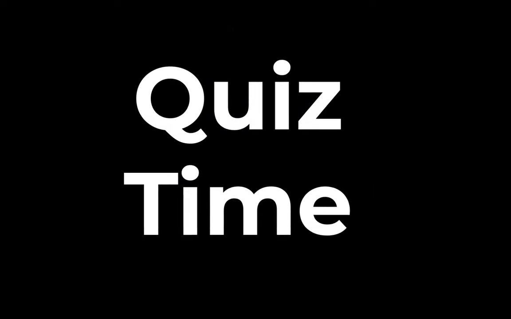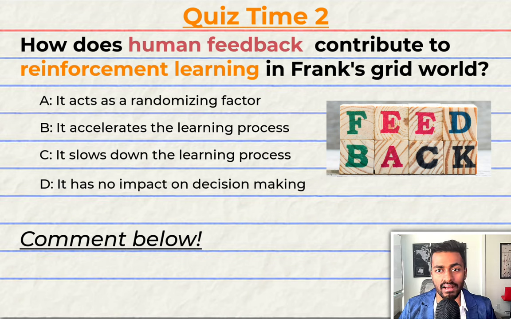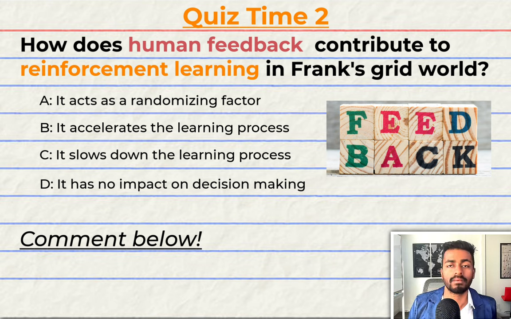Quiz time! It's that time of video again. Have you been paying attention? Let's quiz you to find out. How does human feedback contribute to reinforcement learning, as illustrated with Frank's grid world adventure? A. It acts as a randomizing factor. B. It accelerates the learning process. C. It slows down the learning process. Or D. It has no impact on decision making. Comment your answer down below and let's have a discussion.